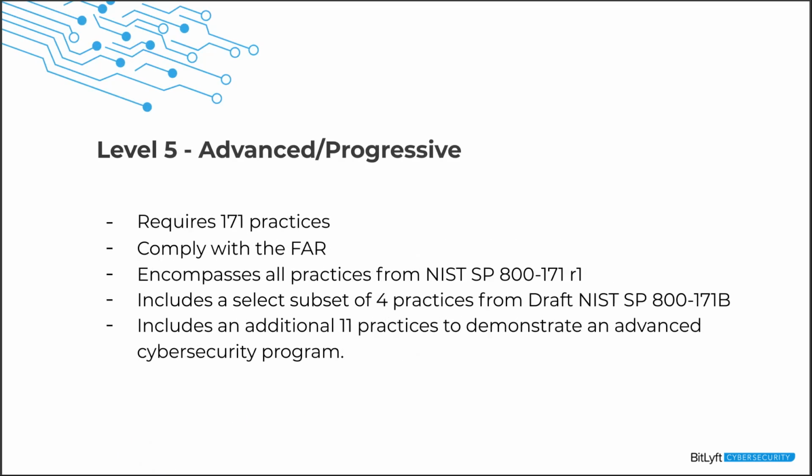The last one is advanced or progressive cybersecurity, and this goes up to 171 practices. So again, you've noticed that the jumps are a little bit smaller. It goes back to FAR, goes back to the NIST regulation we talked about, another 4 from that new draft NIST regulation, and then an additional 11 practices to demonstrate advanced cybersecurity. This is top-end cybersecurity. This is an organization that's really spending a significant amount of time, money, and effort. They've got a great staff for this, and it's difficult to achieve. You can do it with a small team, but they would have to be pretty advanced engineers. You'd have to have a really strong SOC and a really good set of tools that you're using, and that you're using those tools properly.